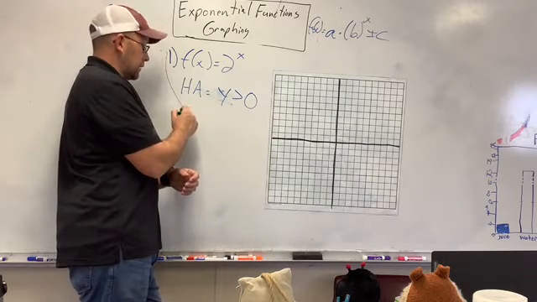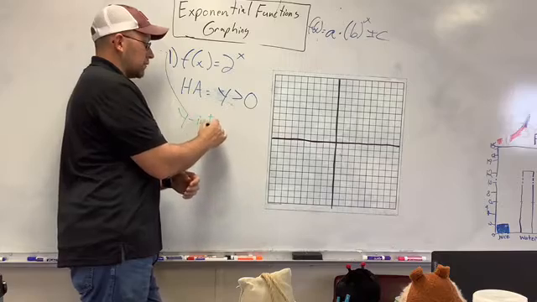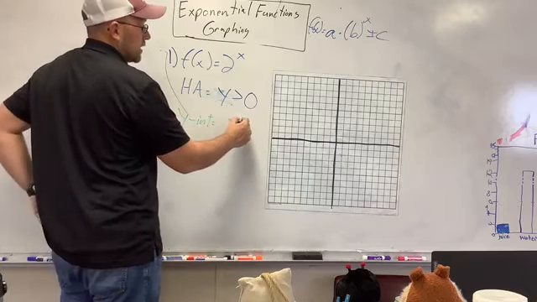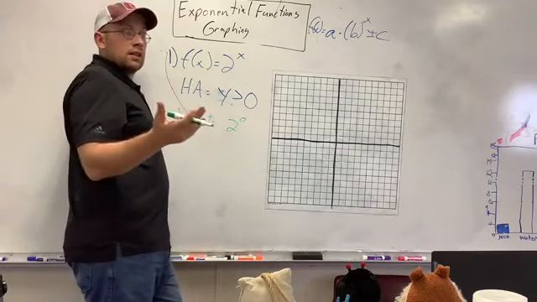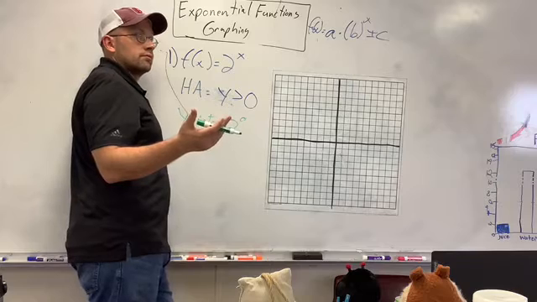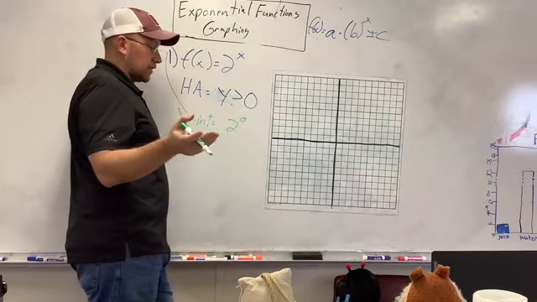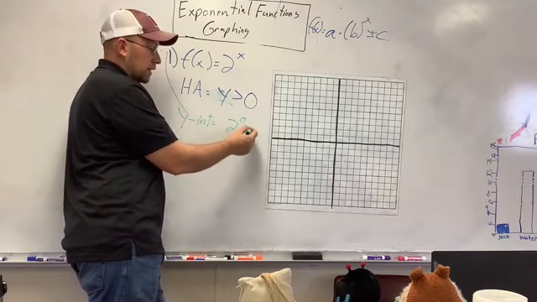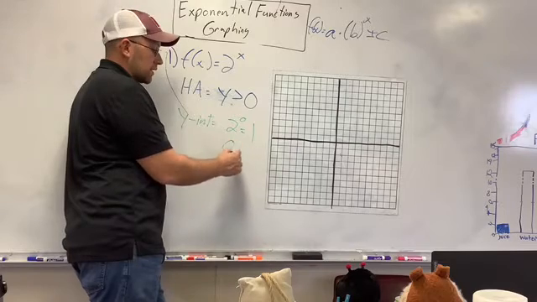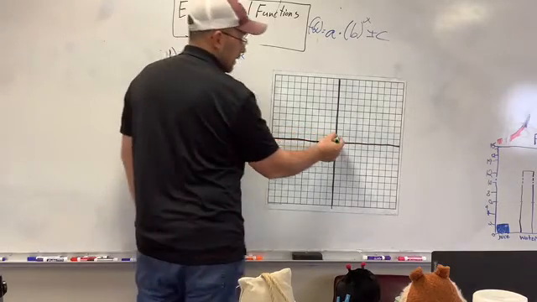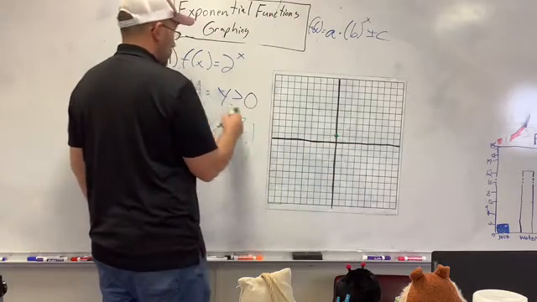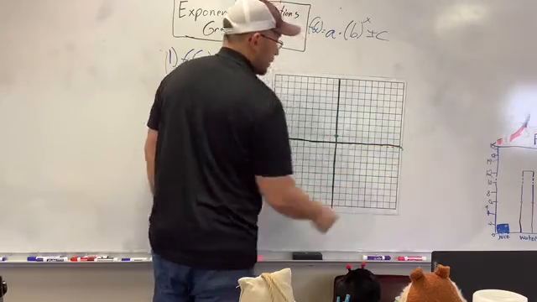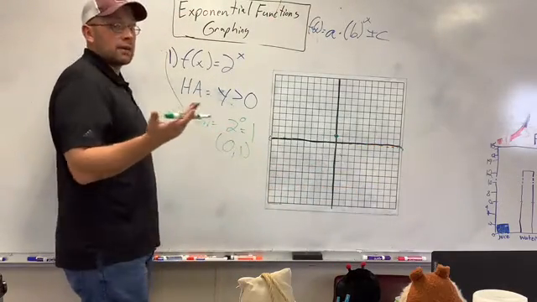My y-intercept is found by simply putting 0 in for x. So if I do 2 raised to 0, this is what you should have learned from graphing just regular stuff: whenever x is 0, you get your y-intercept. So 2 to 0 is 1. So my y-intercept is (0, 1), and I can place that right there. And I know my horizontal asymptote is going to be at 0. So without even plugging in anything, I already know 2 things about it.